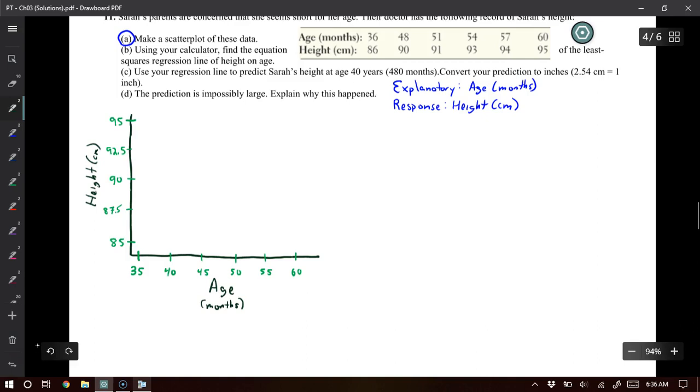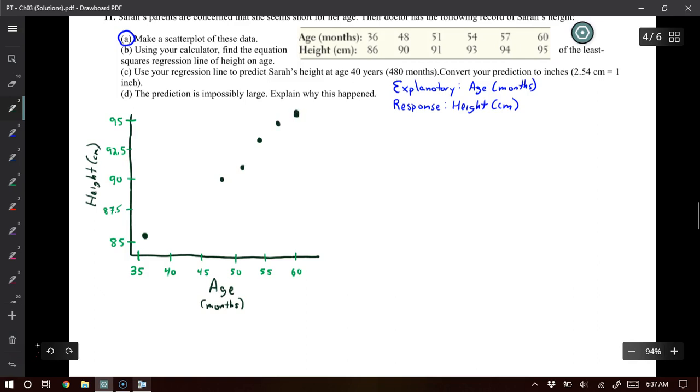I have 86 for my y, 36 for my x, so 36, 86, 48, 90, 51, 91, 54, 93, 57, 94, and then 60, 95.